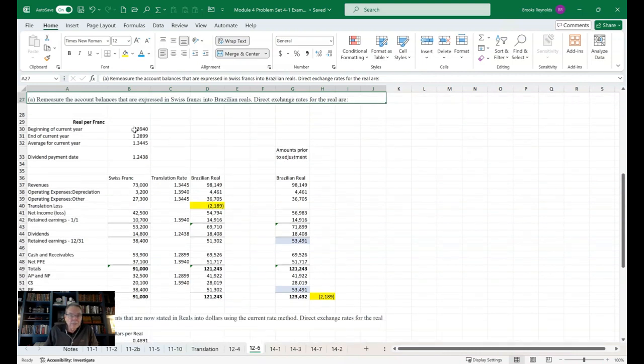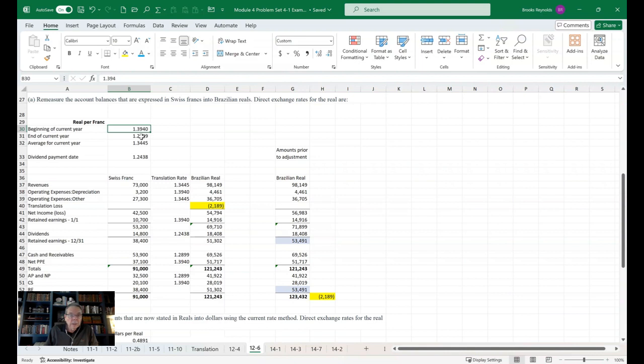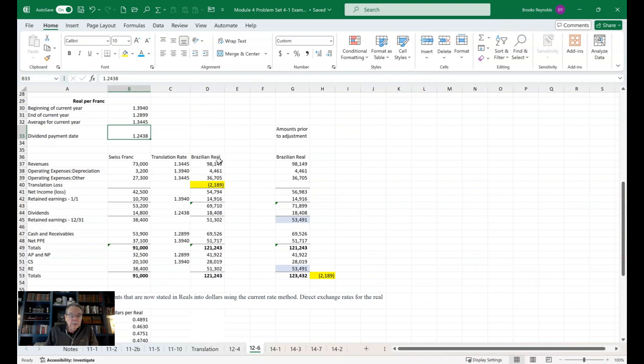So again, you have the same issues here. You have the beginning of the year franc, real per franc. You have the end of the year. You have the average for the year, and you have the dividend payment. All right. And so you go through the same, but this translation loss, again, what I've had to do is I've computed this without the translation loss.